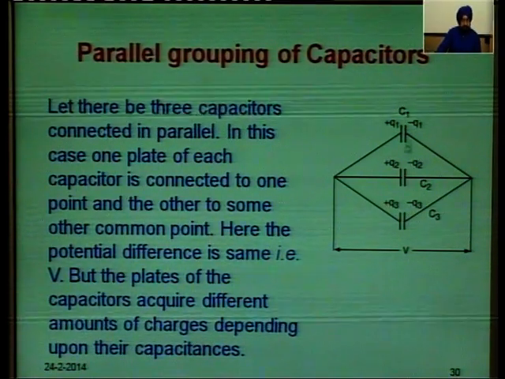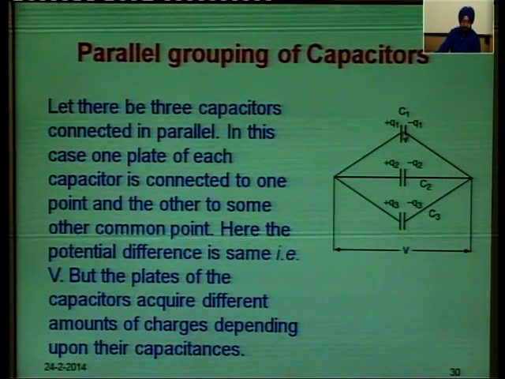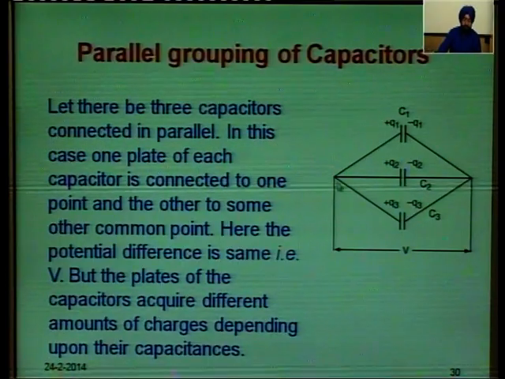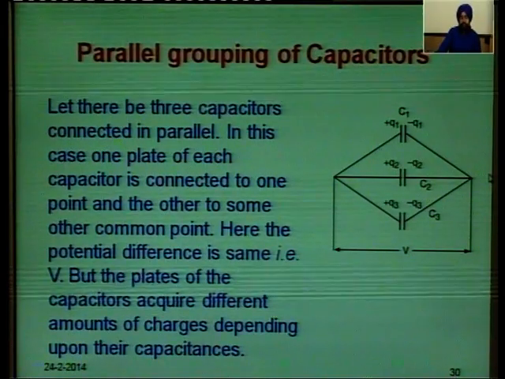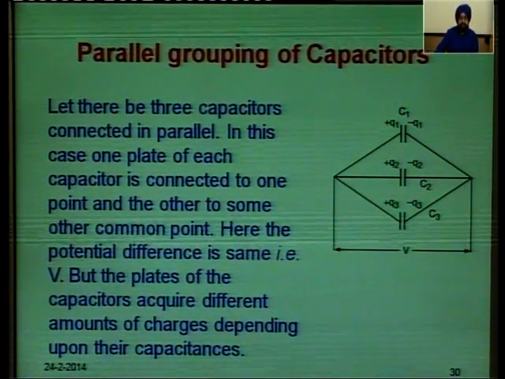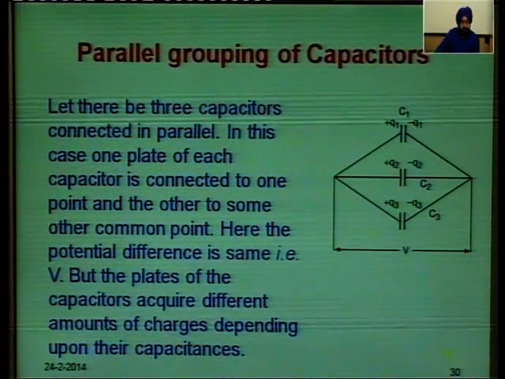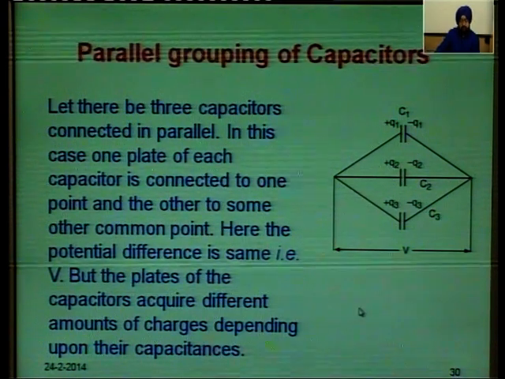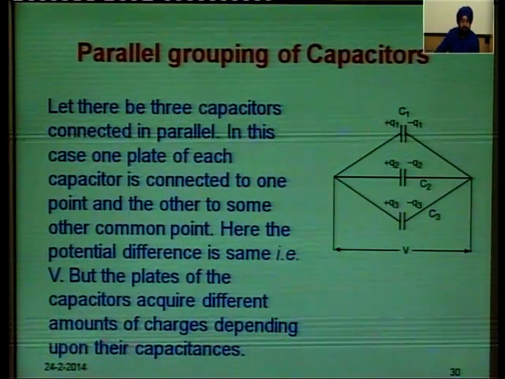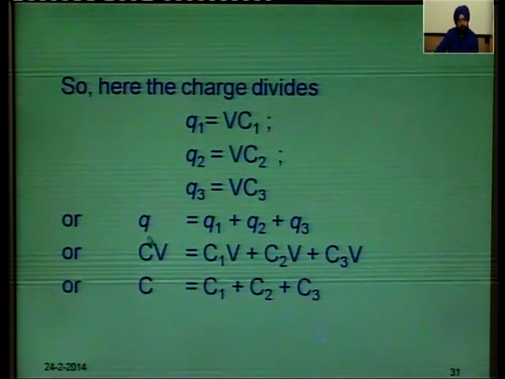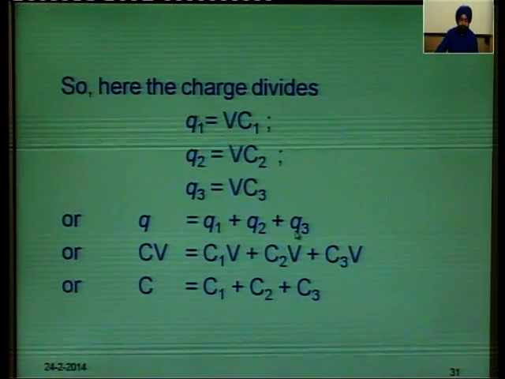But because capacitance is different, they will require different charge. But potential difference, which is the difference of potential between 2 points, as the 2 points are same, so potential on each capacitor is same, but charge is different. So, in parallel grouping of capacitors, potential on each capacitor is same, but here charge divides. Q is equal to Q1 plus Q2 plus Q3.